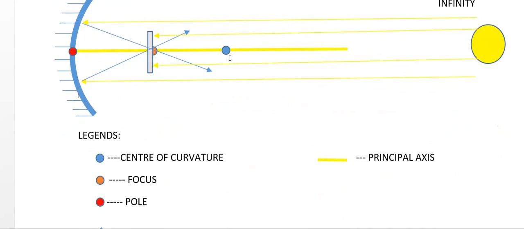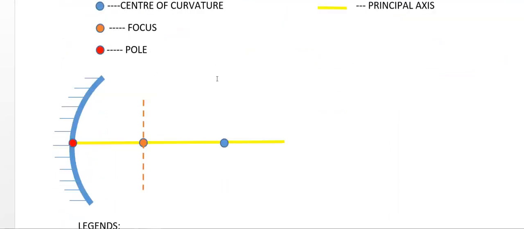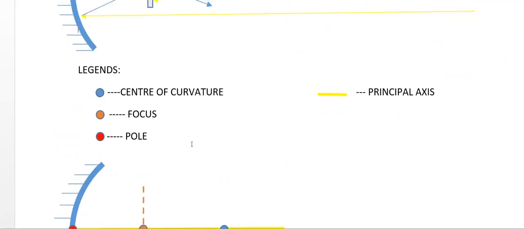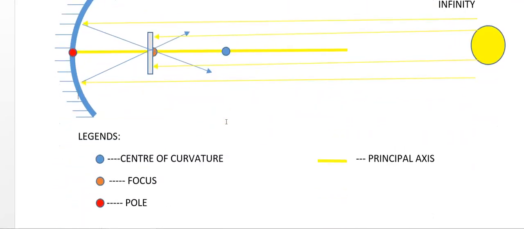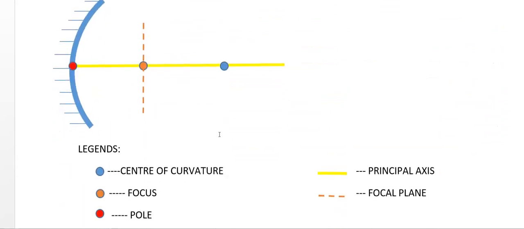Here we can see that the blue dot is the center of curvature. I have expressed it in legends. The blue dot is the center of curvature. The orange dot is the focus. The red dot is the pole, and the yellow line is the principal axis. So here we will try to rectify it.